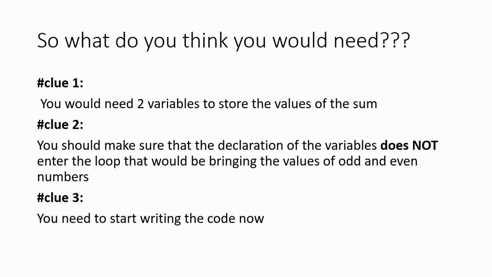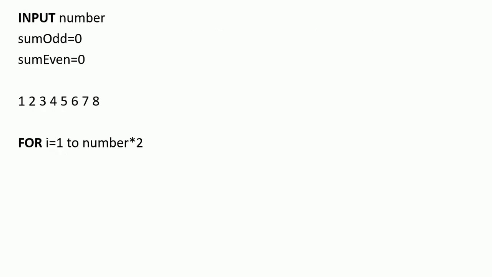So the first clue is we need two variables to store the sum of the even and the sum of the odd. Take note, I'm going to approach this very differently. How you write your code would differ from someone else, but in the long run, we are supposed to end at the same place. And you should make sure that the declaration of the variables does not enter the loop. And the last one says you need to start writing the code now.